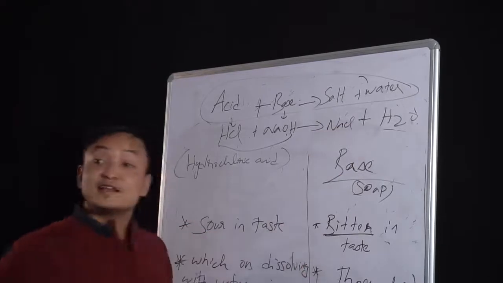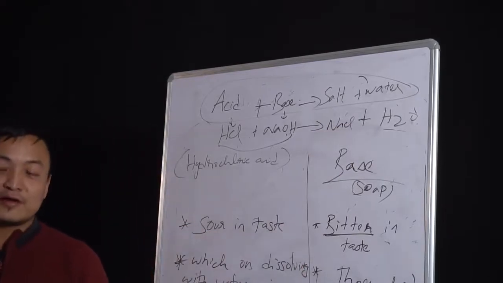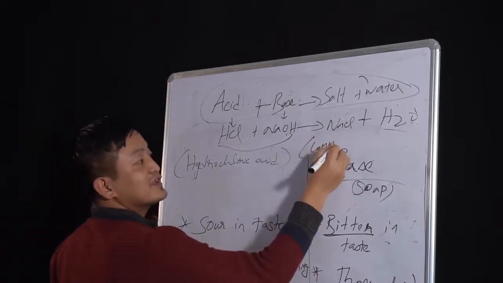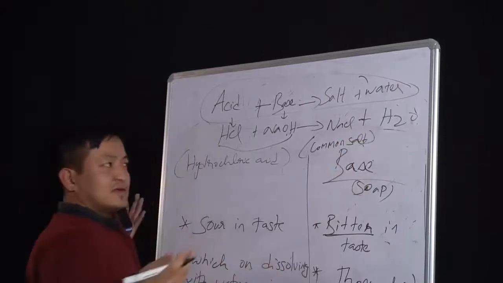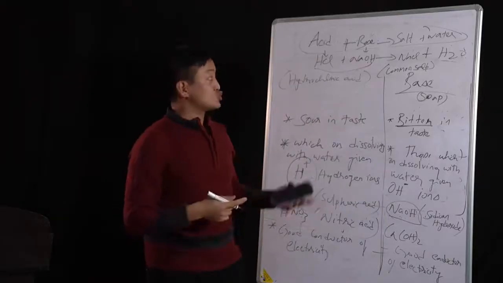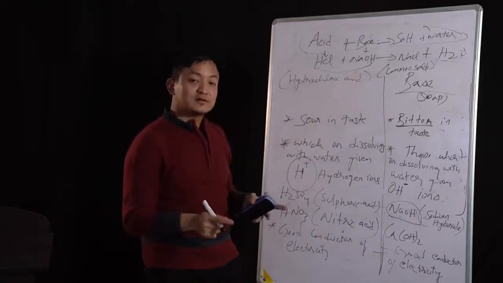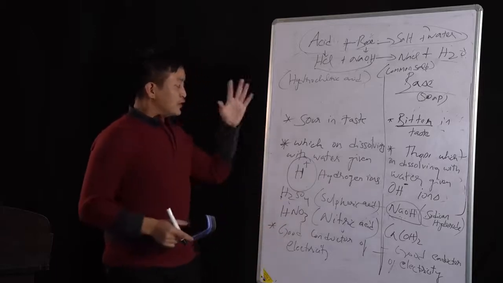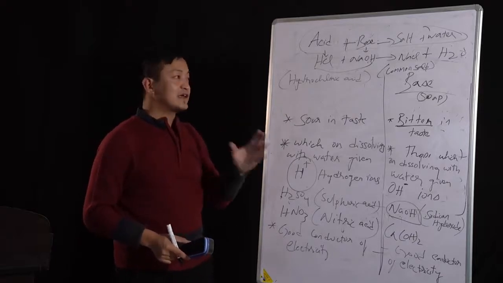And NaCl is sodium chloride, and that is the common salt that you and I consume at home. NaCl is known as common salt, and the chemical name is sodium chloride, and this NaCl is the common salt that we consume at home. Clear? So I'm sure you have got a little bit of an idea of what acid and base are.